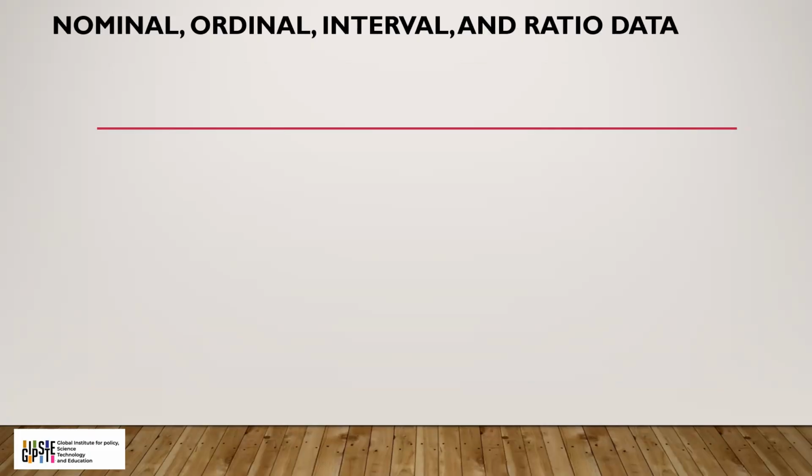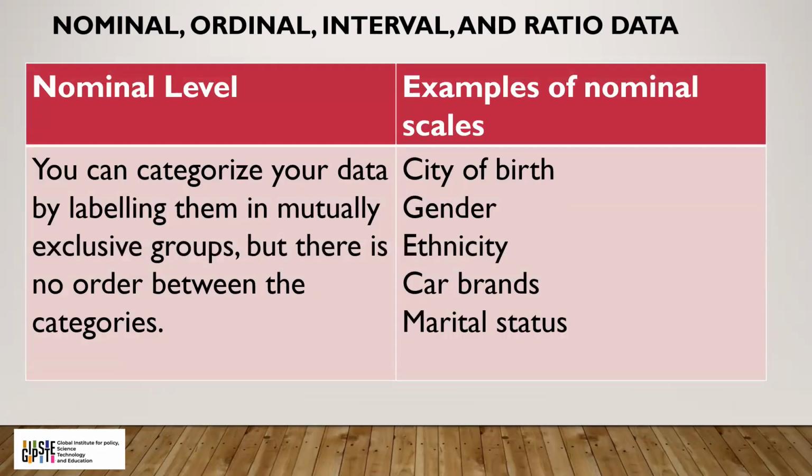Nominal, ordinal, interval, and ratio data. For the case of nominal levels, you can categorize your data by labeling them in mutually exclusive groups, but there is no order between the categories. The key here is there is no order. It can take any form of category. It can be binary, 2 levels, or multi-class, or more different levels of categories.